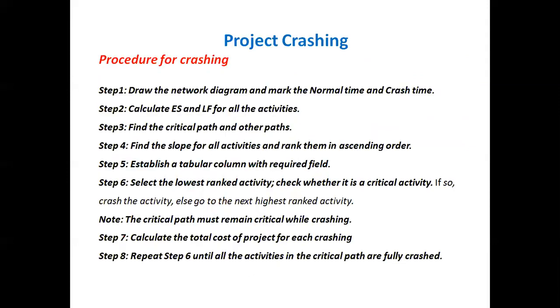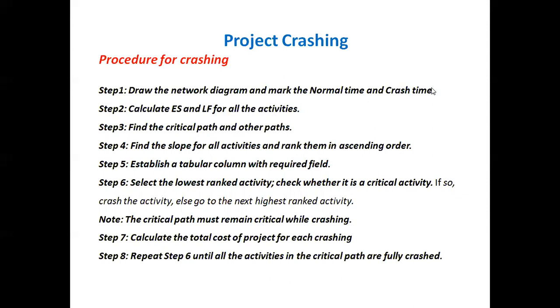Okay, let us see how this crashing of the network or the crashing of the project is done. There are 8 simple steps involved in the procedure for crashing. In the first step, as usual, we draw the network diagram for a given project and mark the normal time and crash time on the activity. Then we calculate the earliest start time and latest finish time for all the activities, and find the critical path and other paths. Then we find the slope for all the activities and rank them in ascending order.